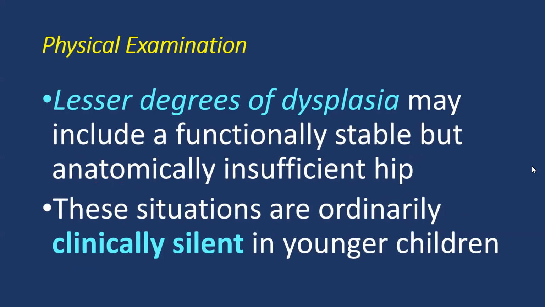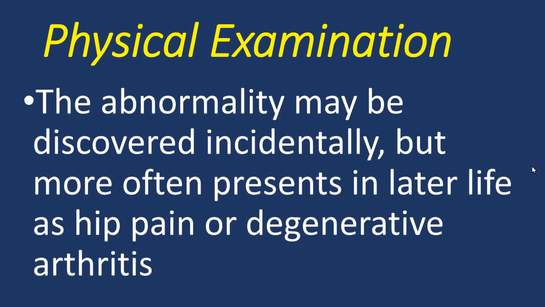Lesser degrees of dysplasia may include a functionally stable but anatomically insufficient hip. These situations are ordinarily clinically silent in young children. The abnormality may be discovered incidentally, but more often presents in later life as hip pain and degenerative arthritis.